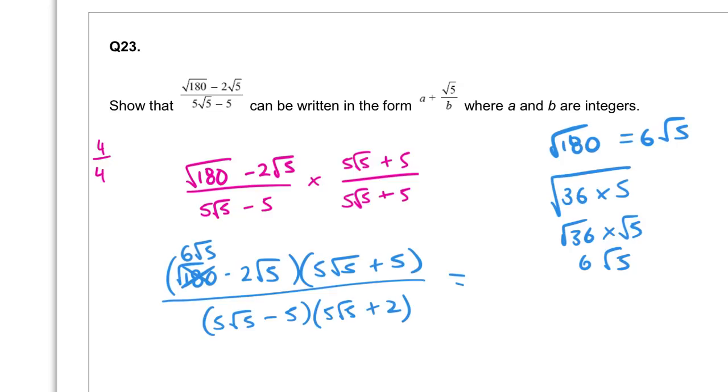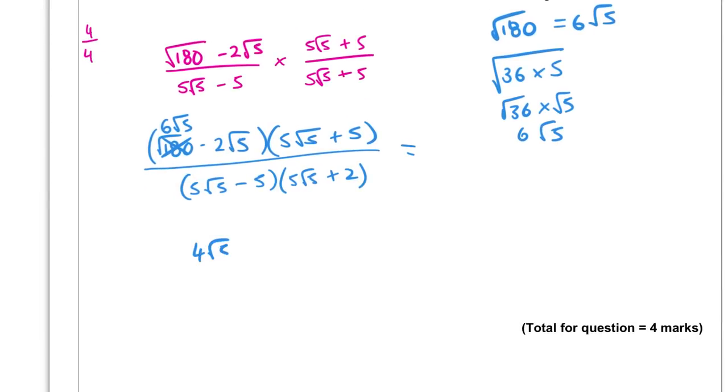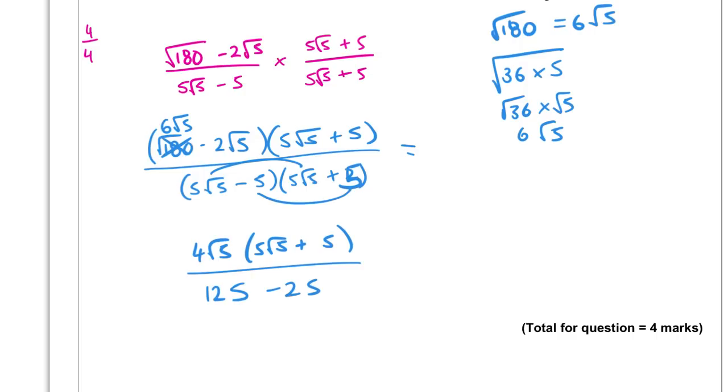Now, we can see on the numerator that 6 root 5 minus 2 root 5 becomes 4 root 5, bracket 5 root 5 plus 5 all over. And then now we can expand the denominator because 5 root 5 times 5 root 5 is going to give me 125. And then minus 5 times plus 5 is minus 25. There is no need for me to do minus 5 times 5 root 5 and then 5 root 5 times positive 5, because essentially they'll cancel.